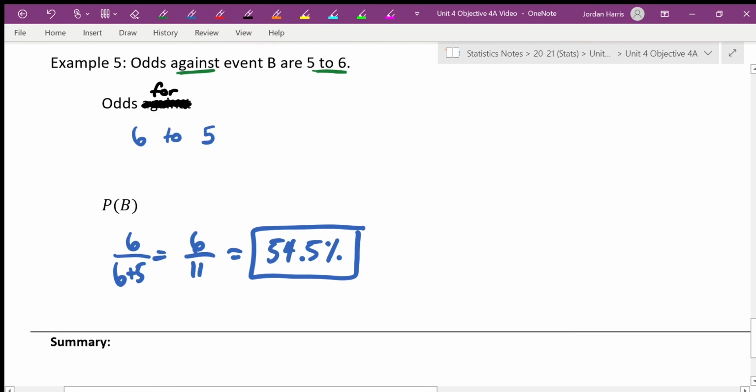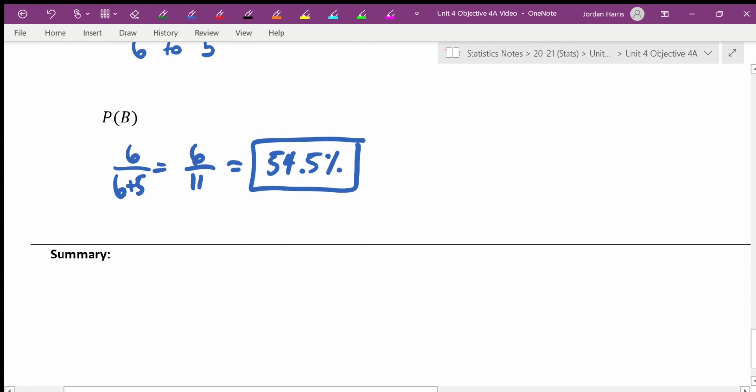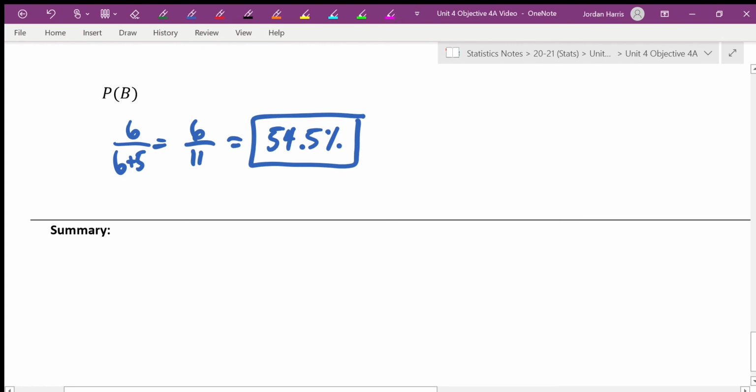Okay. So you have actually 3 things we talked about. We have the rules of probability, the complement, and the odds. Pretty easy to write a 3-sentence summary, so write your summary.